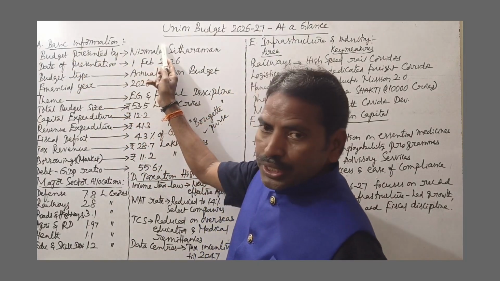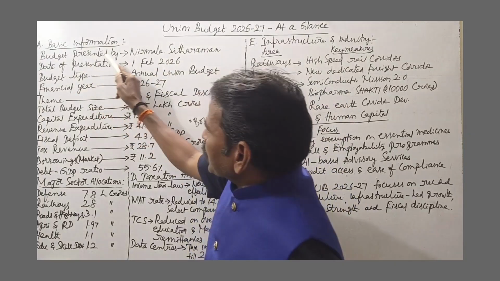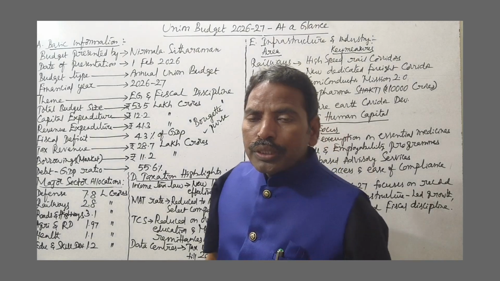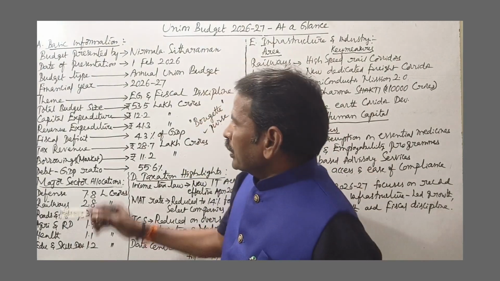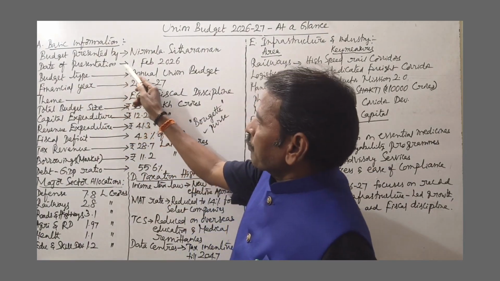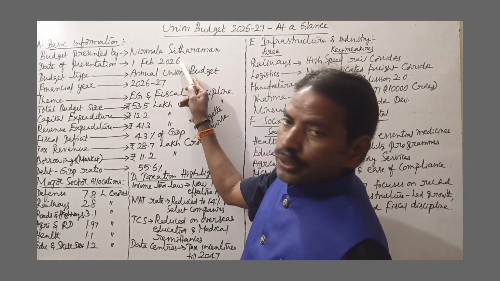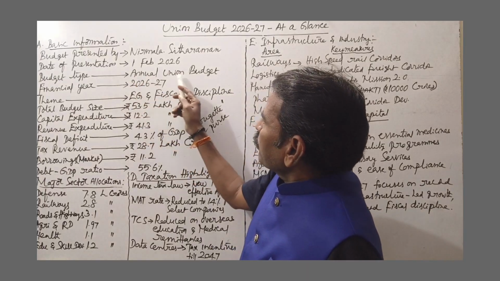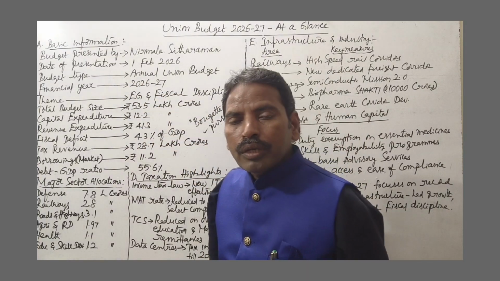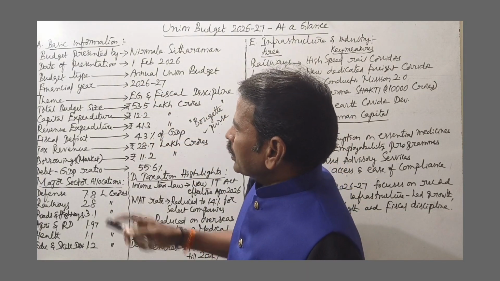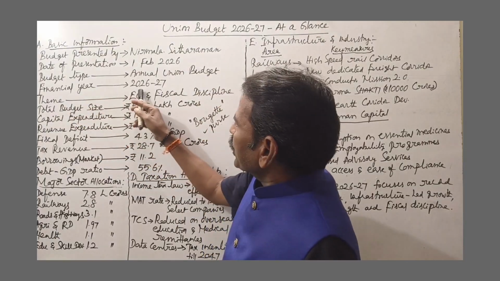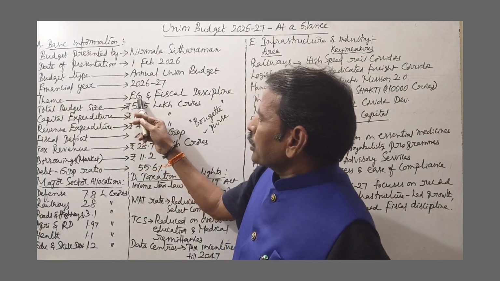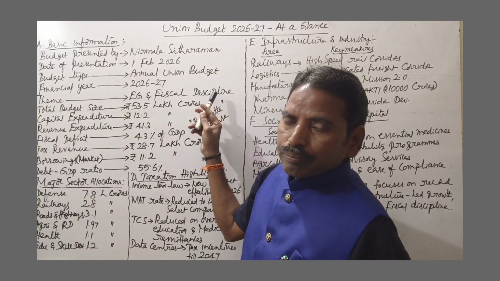Next, basic information. Particulars and details. Budget presented by Nirmala Sitharaman, Union Finance Minister. Date of presentation: 1st February 2026. Budget type: annual union budget. Financial year 2026-27. Theme: economic growth and fiscal discipline.